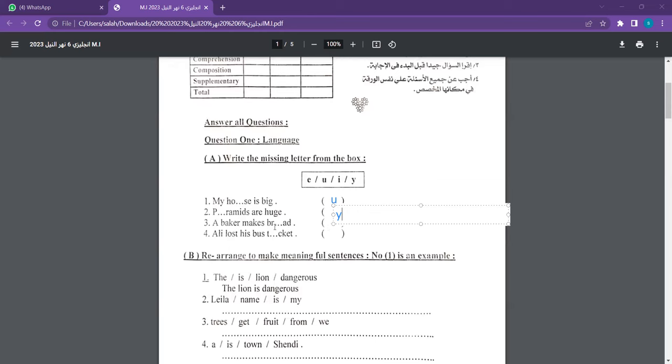Okay. And then number three, a baker makes bread. A baker makes bread. Which letter I will put? E. Let us check it. I will put bread. It will be bread. This is bread. Yes, that's right. I will put the letter E. Very good.